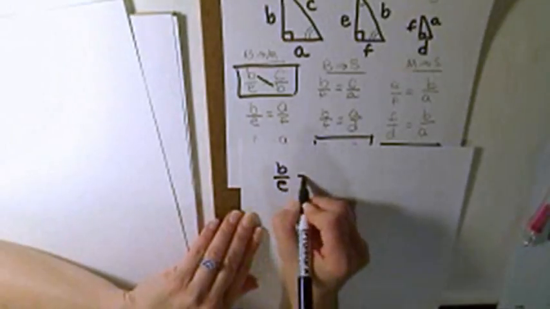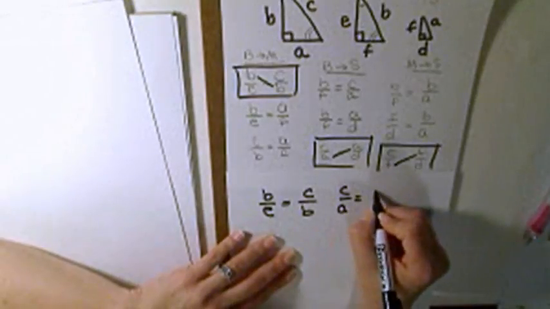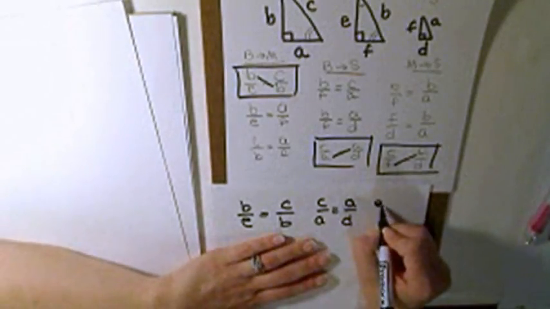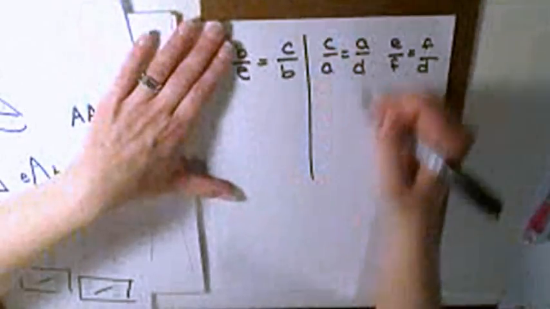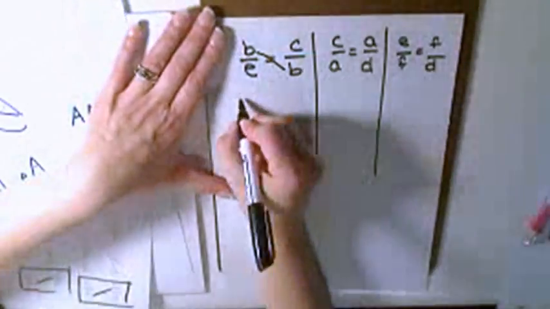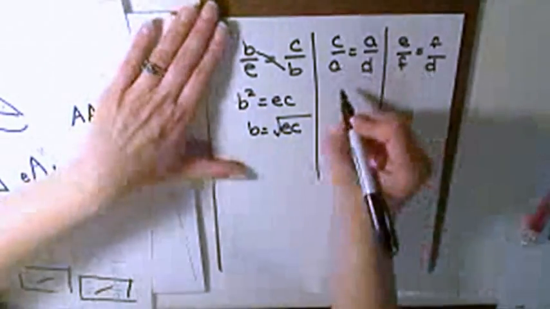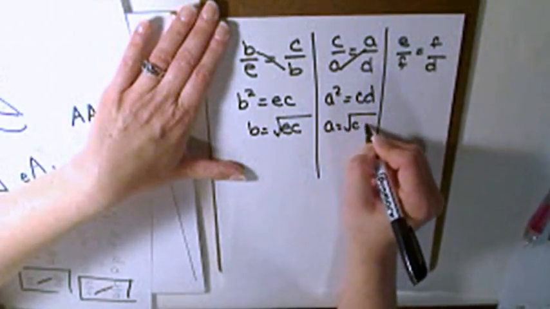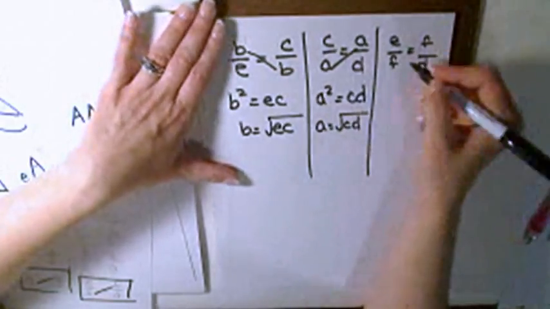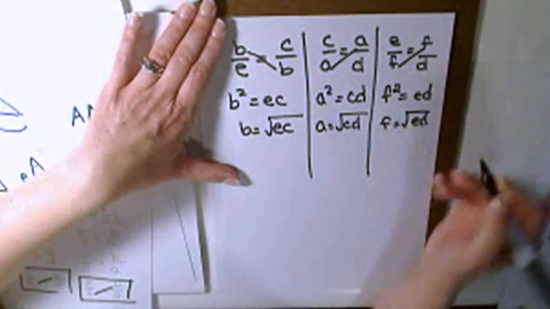B to E equals C to B. Okay. C to A equals A to D. E to F equals F to D. Those are the three proportions I found. If I cross multiply them, B squared equals EC, or B equals square root of EC. A squared equals CD, or A equals square root of CD. You can work with them in any form. They're all equivalent. F squared equals ED, F equals square root of ED.